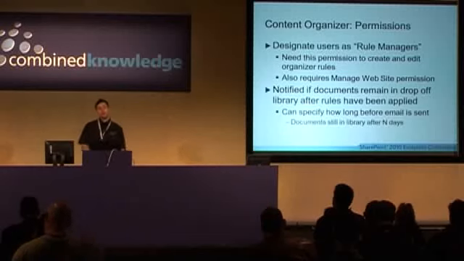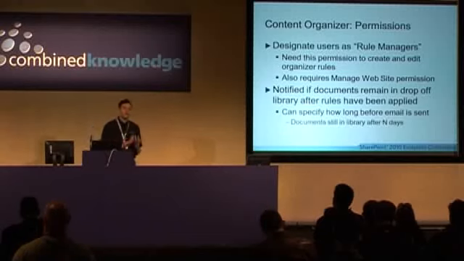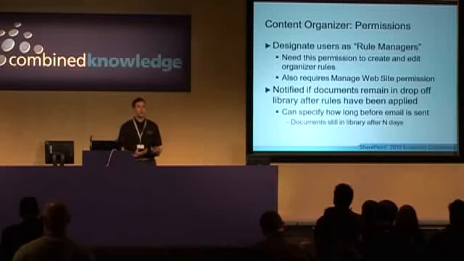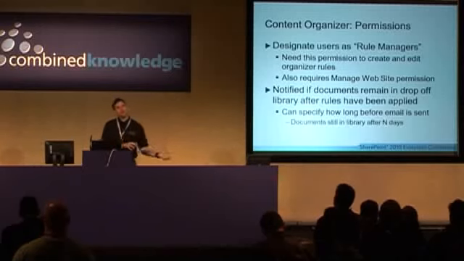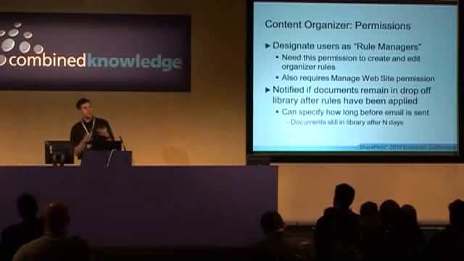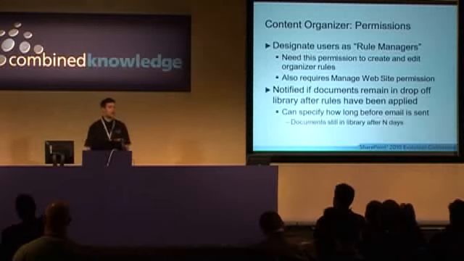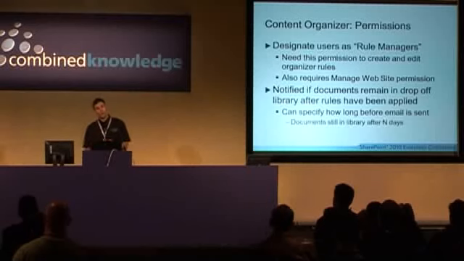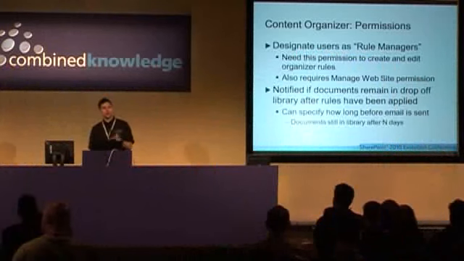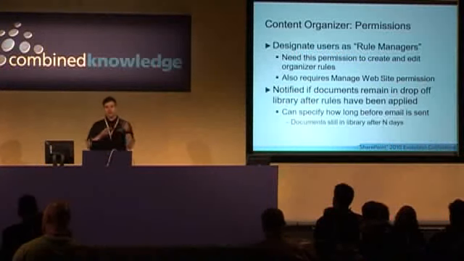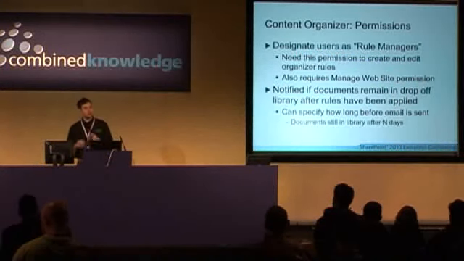The other element here is that it still uses the concept of a drop-off library, so you would send documents into the record center and they would initially be placed into a drop-off library. You can now create content organizer rules that work retrospectively, so that we can generate a content organizer rule that will look at the drop-off library and then associate each document into the relevant location within the file plan.